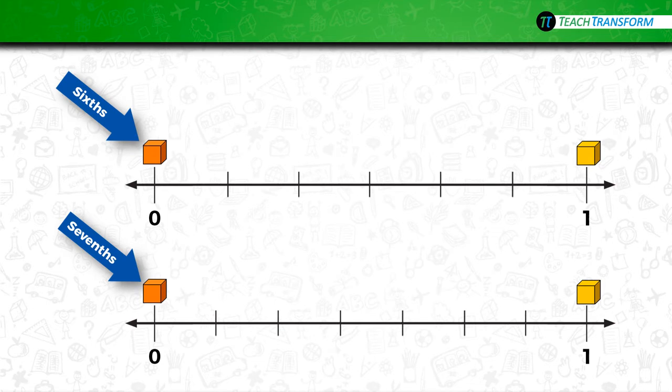Now pick up the last 2 counters. Count the spaces and put one of the cubes at 5/6. Then put the other cube at 6/7.